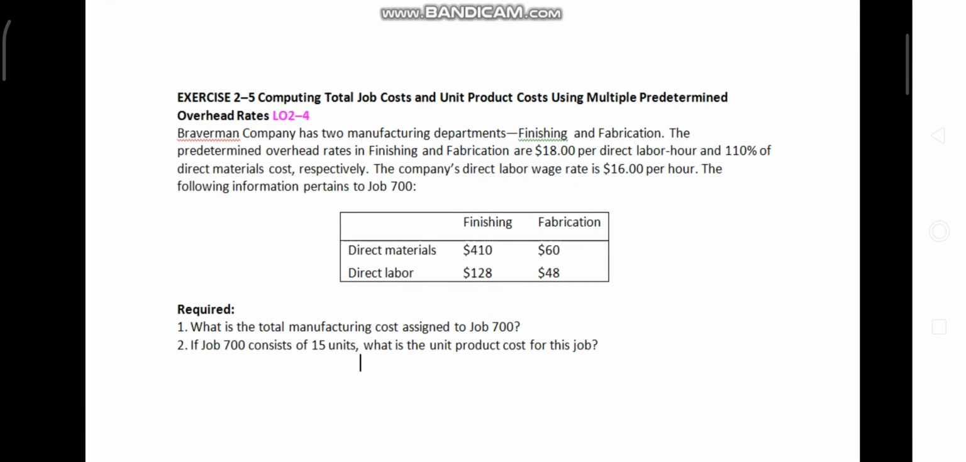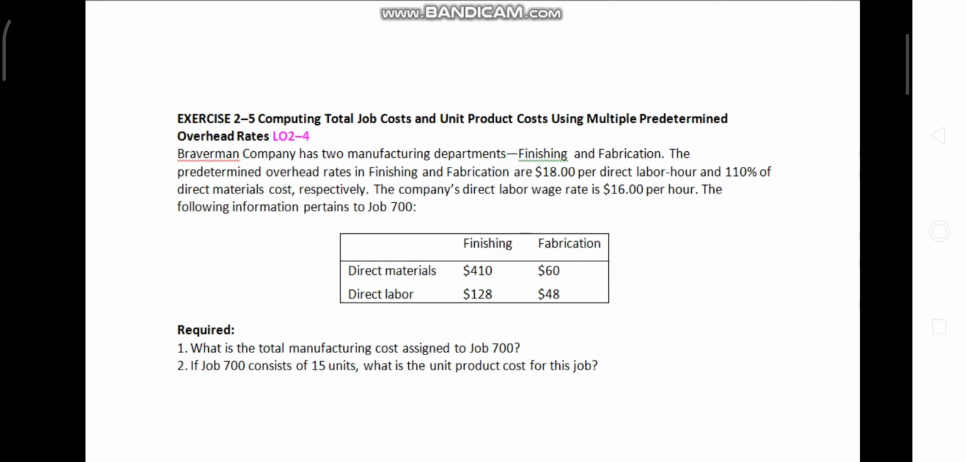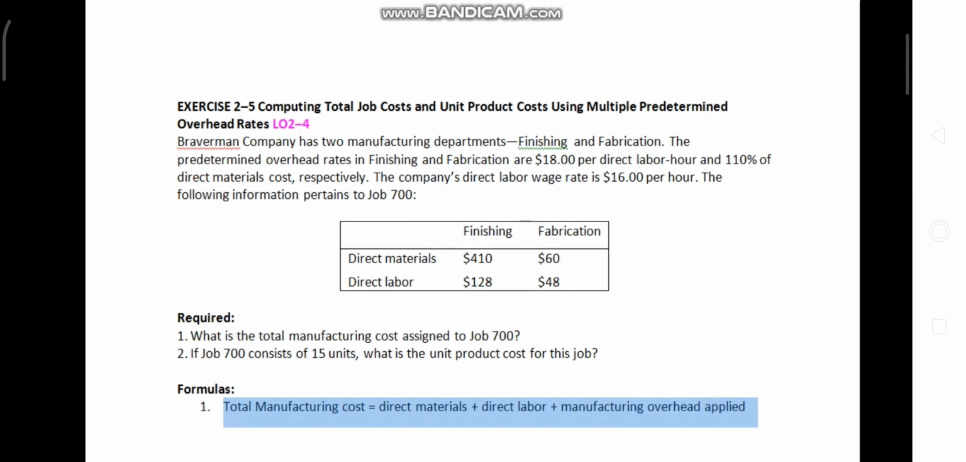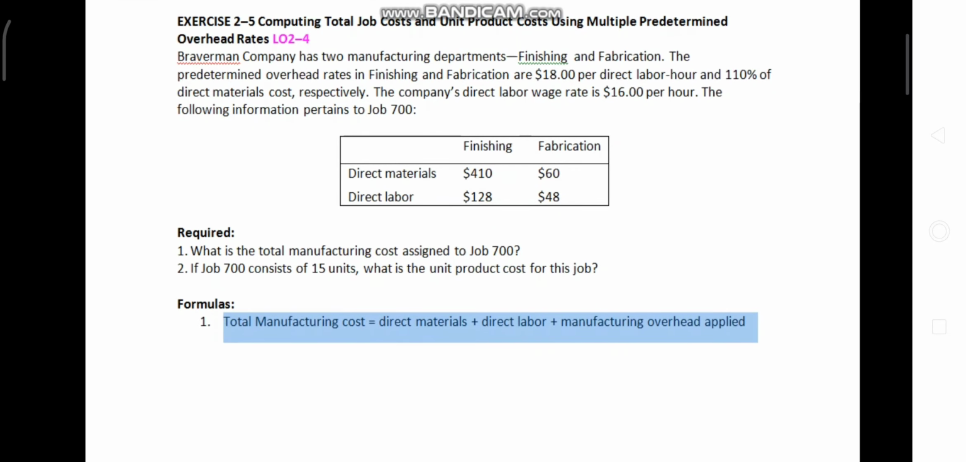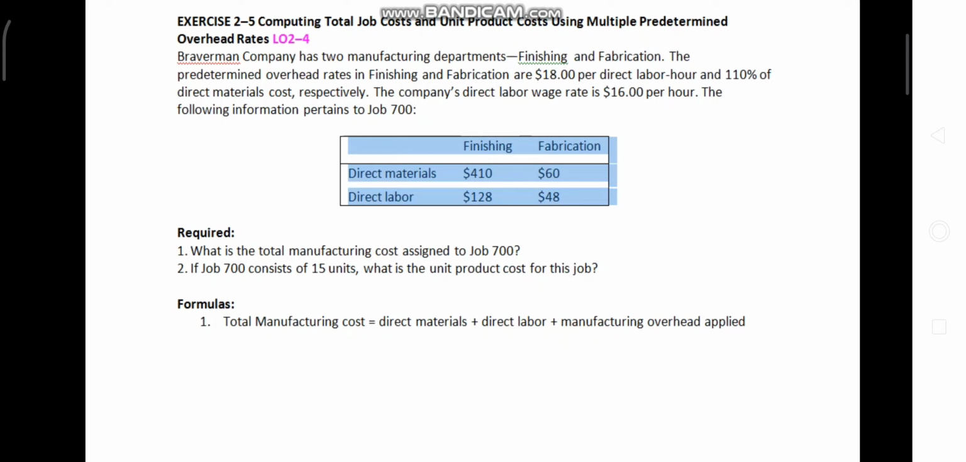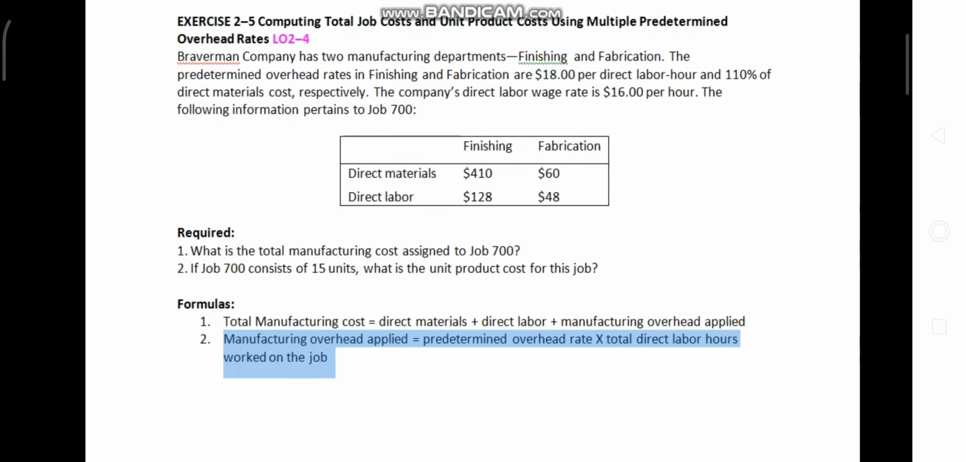Now let's list down the formulas we'll be needing. The first formula to calculate the total manufacturing cost would be direct materials plus direct labor plus manufacturing overhead applied. Again, in this question we do have our direct materials and direct labor, that is this chart, but manufacturing overhead applied is missing. Manufacturing overhead applied equals predetermined overhead rate multiplied by direct labor hours worked in the job.